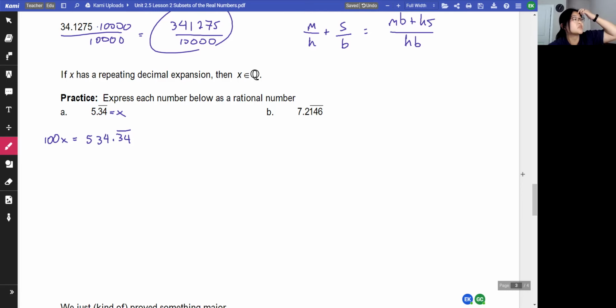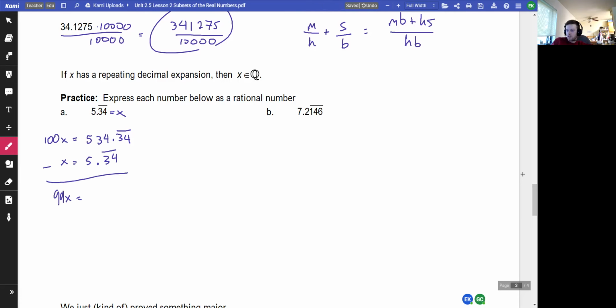Okay. And then 100 of that number is 534.34 repeating, right? Oh, so now we have a system of equations, don't we? Two things that are true. How can we get rid of this repeating part? Well, what's 100x minus x? 99x, right? Okay. And then if we subtract these, those go away, right? I think so. 534 minus 5. Yep. 529.